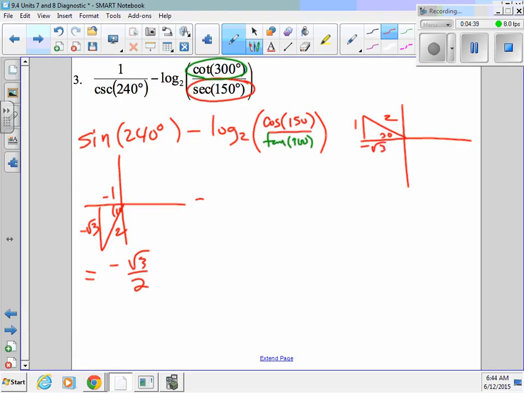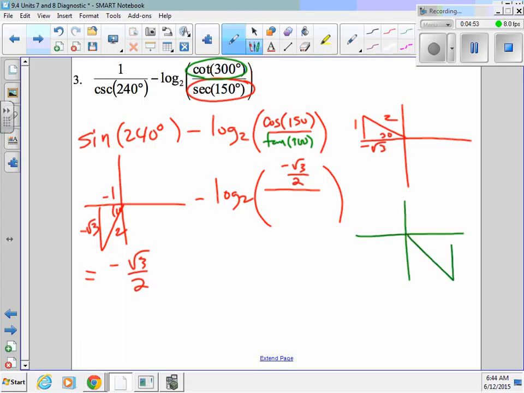So now I have log base 2 of cosine of 150, which is adjacent, negative radical 3 over hypotenuse 2. Then I have tan of 300. 300 is in the fourth quadrant with a reference angle of 60. Opposite is negative radical 3. Adjacent is 1. Hypotenuse is 2. Tangent is opposite over adjacent, so I get negative radical 3 over 1.